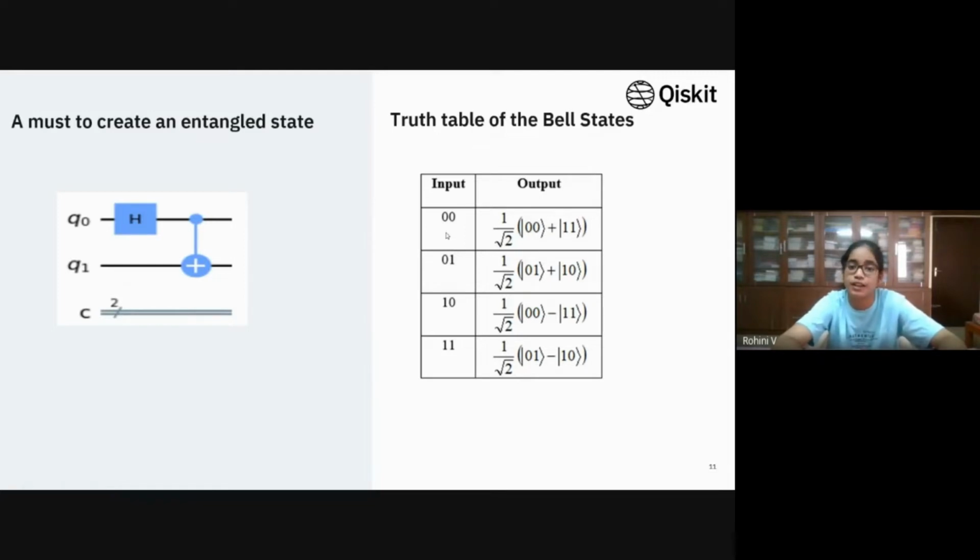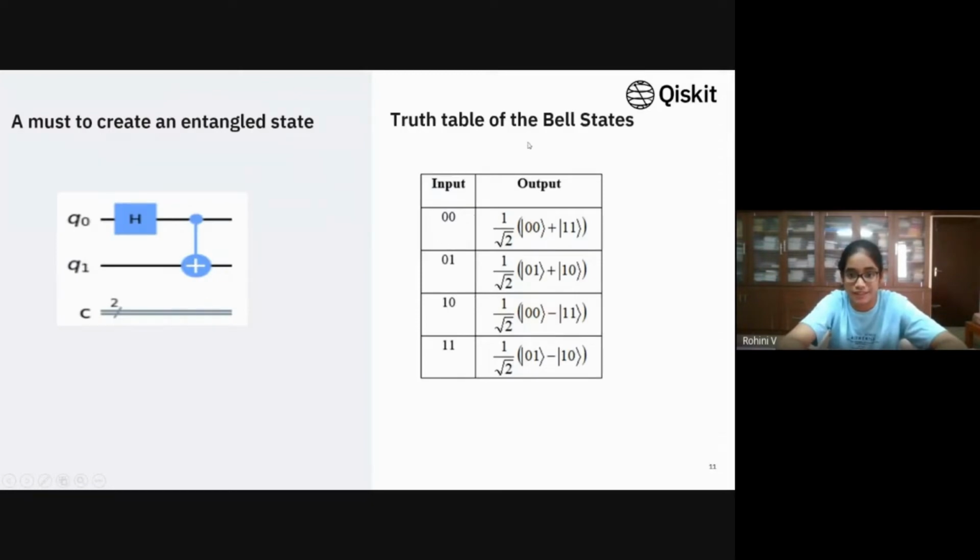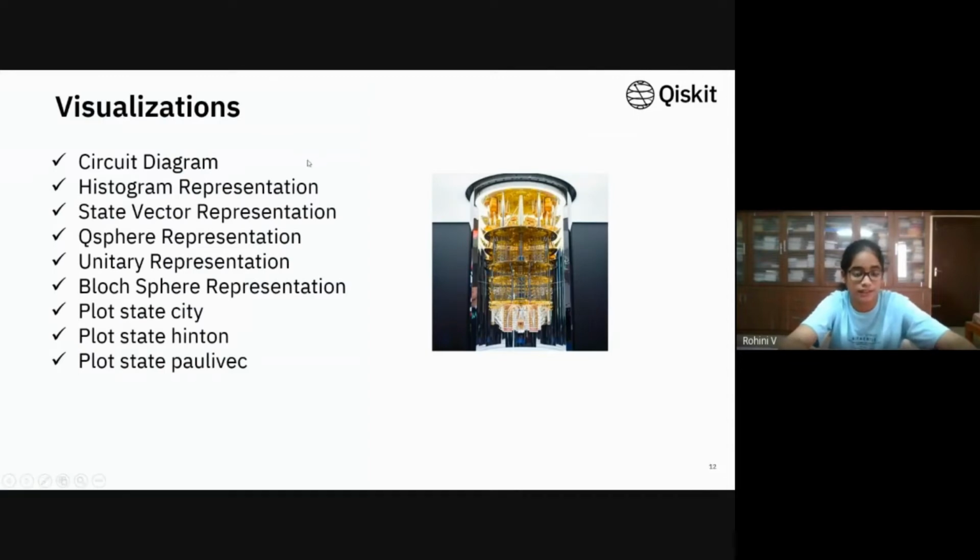If you put the input as 0 0, what output do you get; as 0 1, what output; as 1 0, what output; and 1 1, what output. The truth table shows these. Okay. Next, we are getting into visualizations. We've seen the truth table of the Bell states, so how can they be visualized? It can be the circuit diagram, histogram representation, state vector representation, Q-sphere, unitary, Bloch sphere, plot state city, plot state Hinton, and plot state Pauli vector.